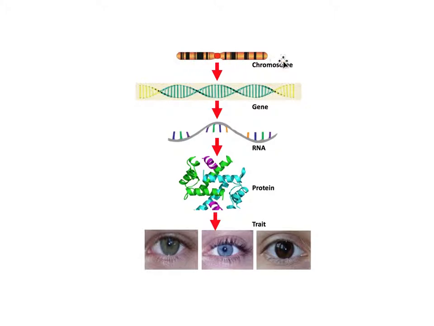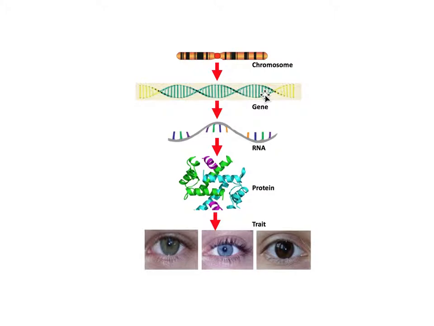In our cells are nuclei, and the nuclei contain 46 chromosomes in a human cell. Those chromosomes are made up of DNA, and the DNA has specific segments called genes, and these are what we inherit from our parents that make us who we are.